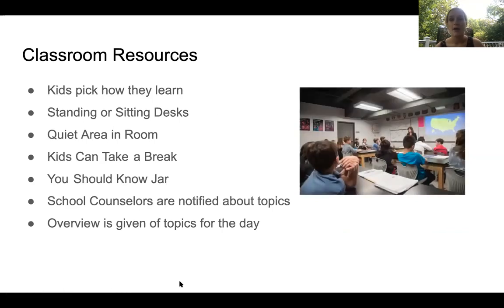The next thing that I would want in my classroom are different classroom resources. In my classroom, kids would get to pick how they learn. That means standing or sitting desks, and what kind of direction they would like, whether that means they perhaps get to record the directions and play them back, or if they prefer visual models. There would also be a quiet area in the room. While we are talking about real life issues, they can be very intense for some people, so kids need an opportunity to take a break.